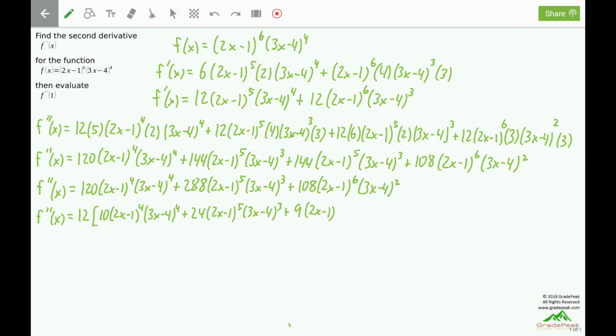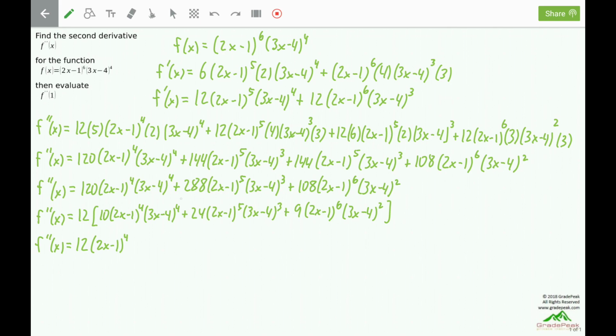2x minus 1 to the 6th, and 3x minus 4 squared. The next thing we want to do here is factor out any common factors of powers. Looking through here at the 2x minus 1s, we have it to the 4th power, to the 5th power, and to the 6th power. We can take out the lowest of that. That'll be the 4th power. So I can factor out a 2x minus 1 to the 4th power.